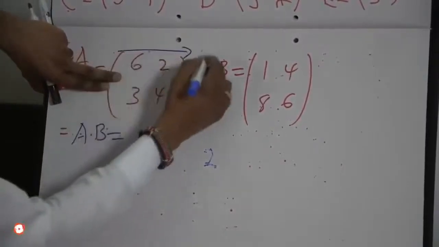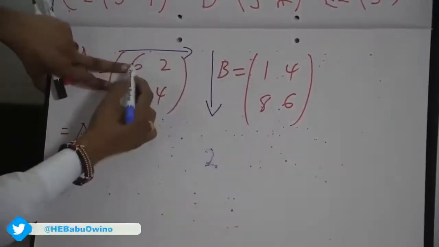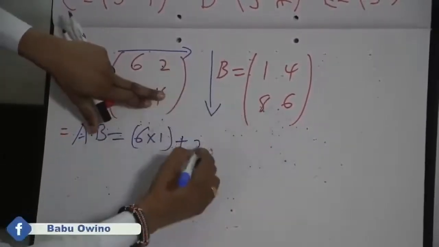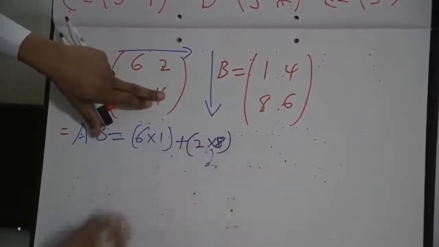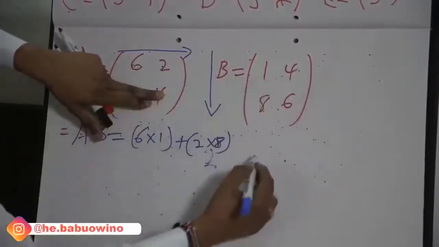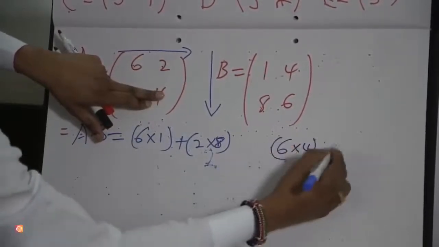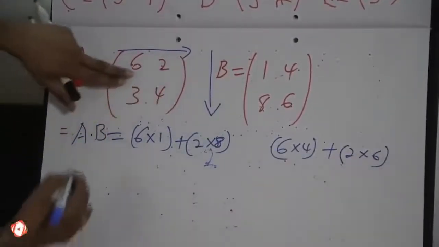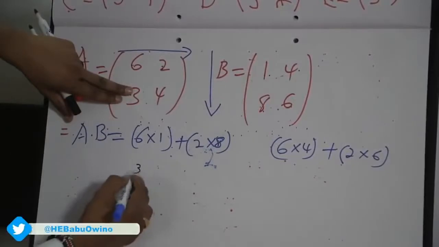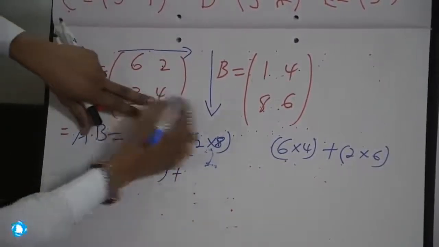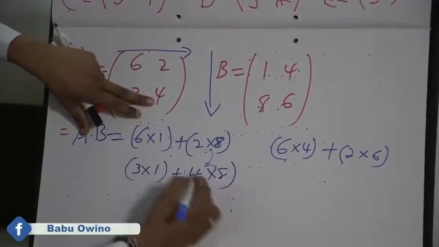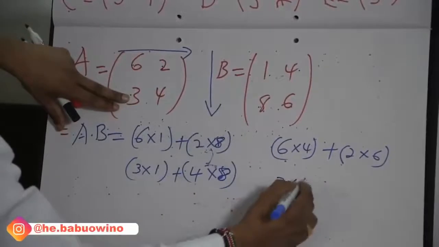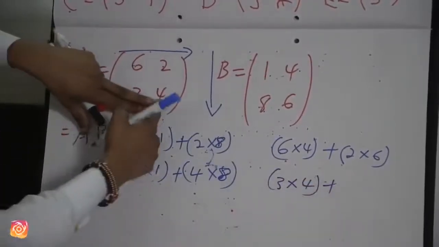Rows, class, and columns. So you multiply 6 by 1 plus 2 by 8, then 6 by 4 plus 2 by 6. The next one is 3 by 1 plus 4 by 8. Then the last one is 3 by 4 plus 4 by 6.